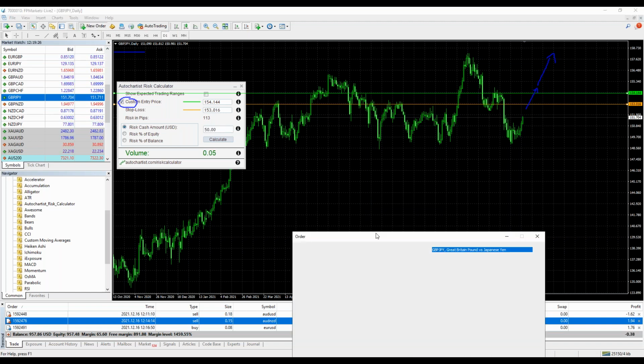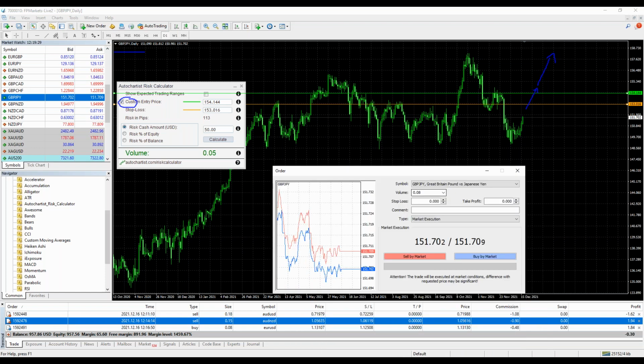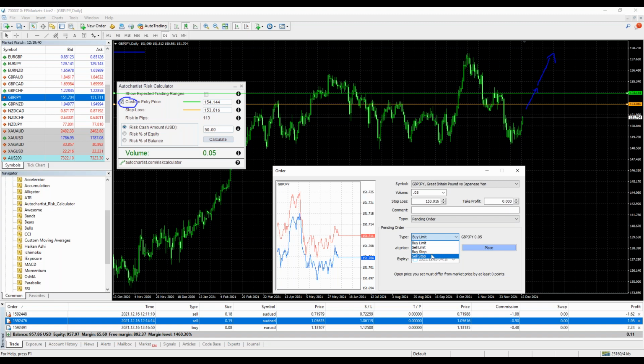So I'm going to place a new order. I'm going to set my volume to 0.05. I'm going to set my stop loss to be at the orange line, and I'm going to set a buy stop at what price? At 154.114. I'm going to place that order.